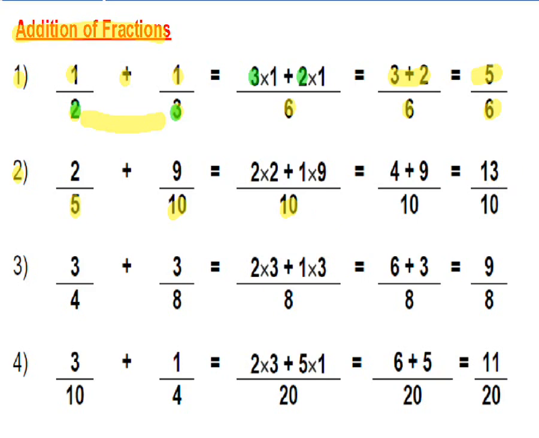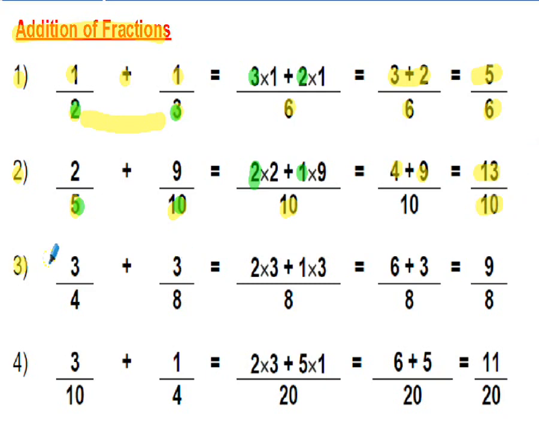What we now say is, how many times does 5 divide into 10? It goes twice, so we get 2 multiplied by 2 for the numerator. And how many times does 10 divide into 10? That goes once, so it's 1 times 9 in the numerator. Now applying BODMAS on the top line, 2 times 2 is 4, plus the 1 times 9 is 9, so that adds up to 13 upon 10.